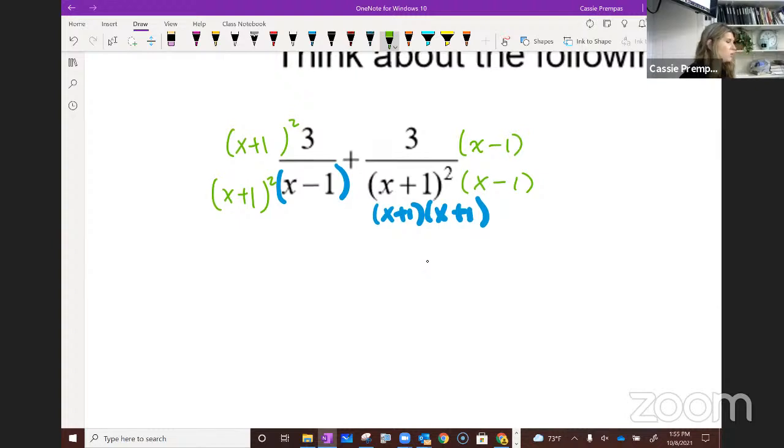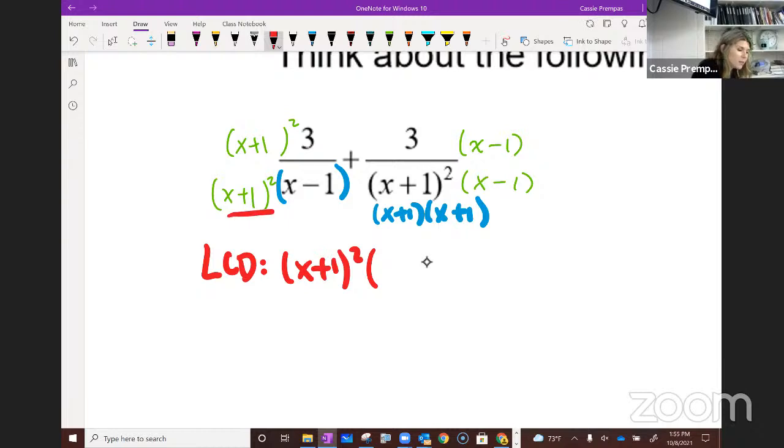I'm going to be asking you a lot in this lesson, what is the least common denominator? That's because in the next lesson, you have to identify a least common denominator. So I want to make sure we know what we're looking at. If I asked you, what is the least common denominator of this problem? What would it be?